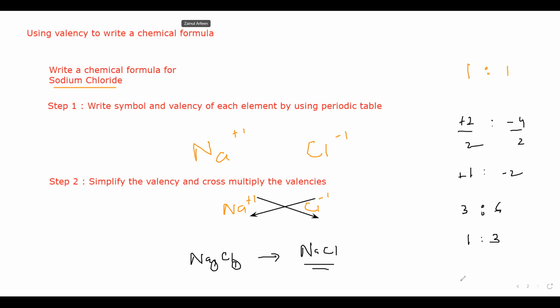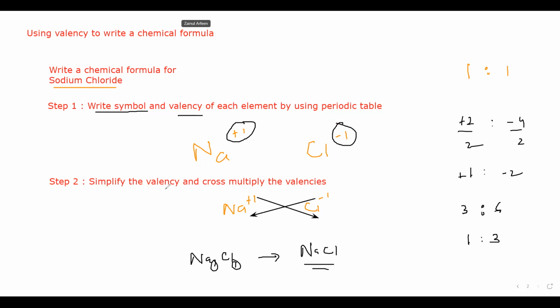First thing, what we have to do, first step, write the symbol and the valency for each element by using a periodic table. So we have sodium chloride, it means sodium is there, we write Na. Chloride means chlorine is there, it means Cl. And what about the valency? Sodium is +1 and chlorine is -1, as we work out from the periodic table.